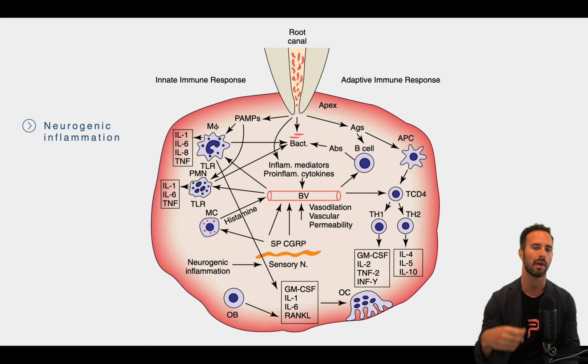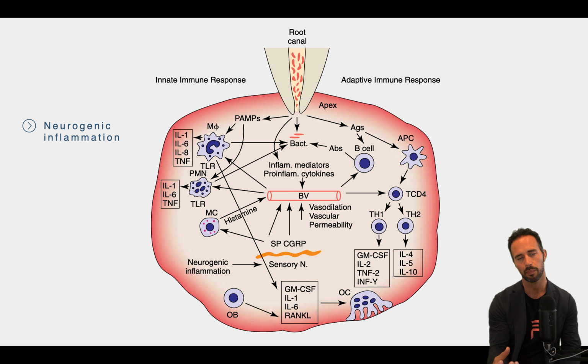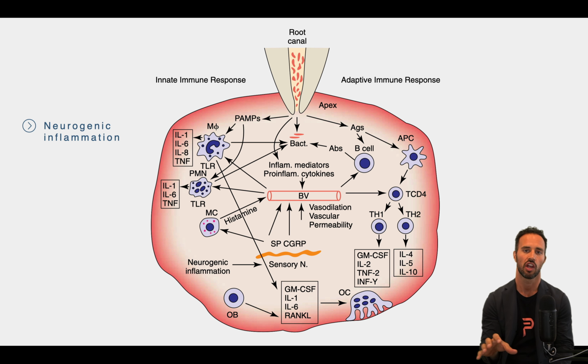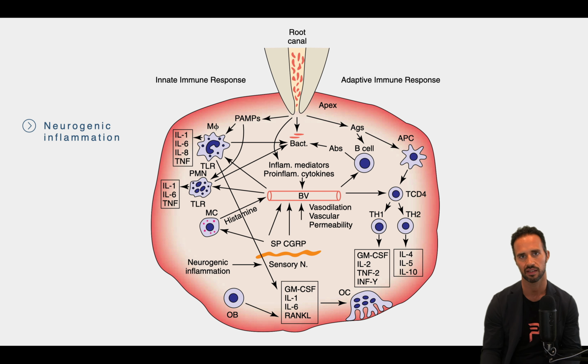And bacteria and bacterial byproducts in the periapical region cause nerve tissues to release neuropeptides and cytokines, which induce inflammation, recruit more immune cells, and ultimately create this feedback loop where osteoclasts resorb the bone, and the increase in inflammation causes pain and causes the potential for an infection.